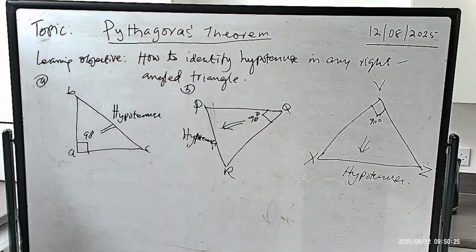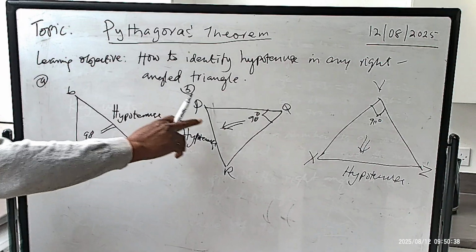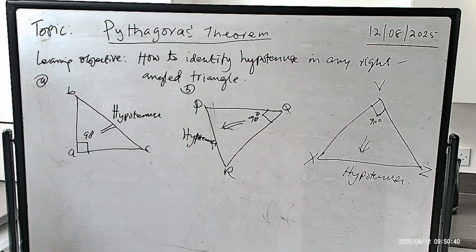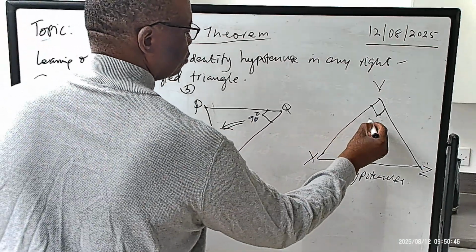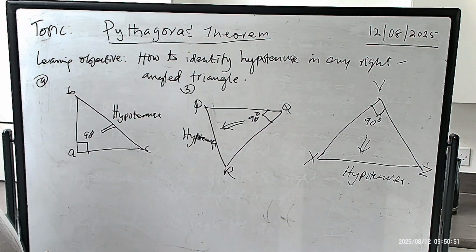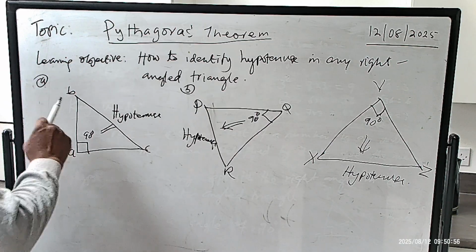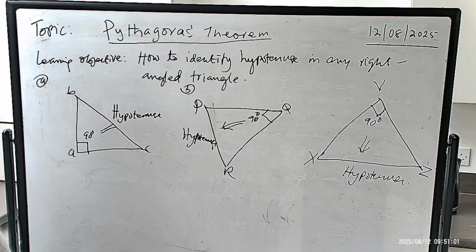This is how we identify it from the keyword that I gave: that the side that is opposite the 90 degrees is always what? The hypotenuse. That's how you can identify it. When you are given a question and you have to identify the hypotenuse, that's how we identify. Again, the hypotenuse is the longest side of a right angle triangle. We'll get to that later.